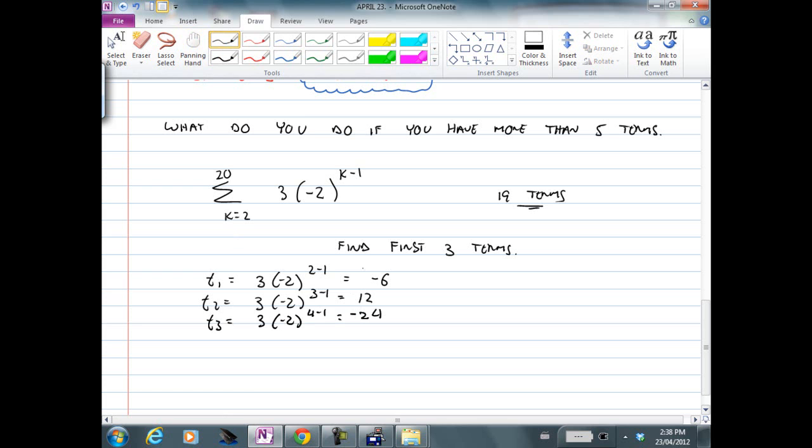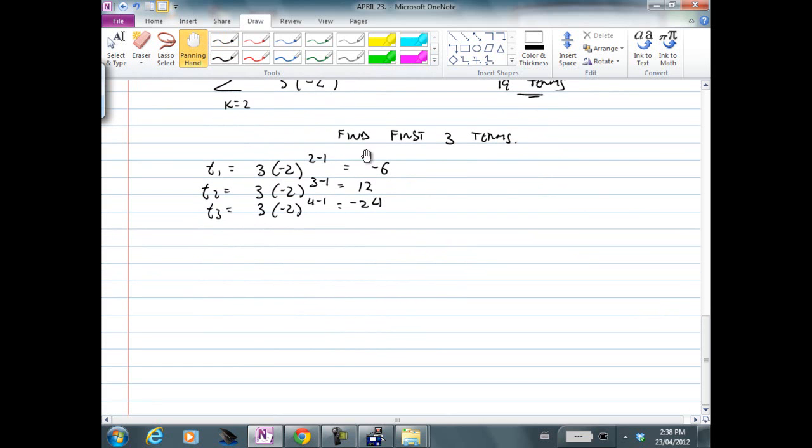Nope, positive. So, in reality, what I'm trying to look for is negative 6 plus 12 plus negative 24 plus ... First of all, does this look like a geometric series? Yes, it does. So this is a geometric series. So they're looking for a sum, Sn. That's what they're looking for.